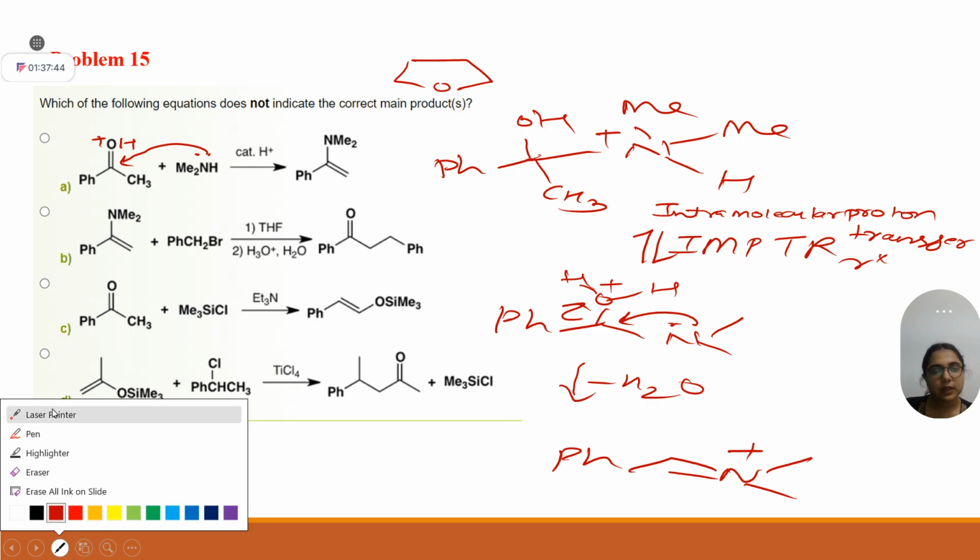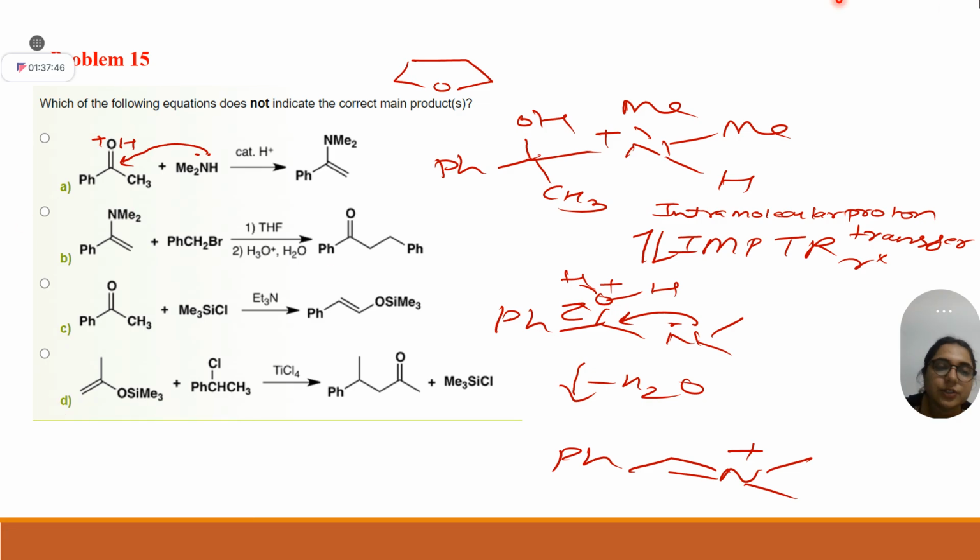So, students, let me solve this question quickly. The nitrogen lone pair will come back and C alkylation will take place because this is also reactive and this is also reactive, and you will get this product. In this case, what will happen? Triethylamine will take this proton and attack here, and you will get this. Is it correct or not? Option number C.